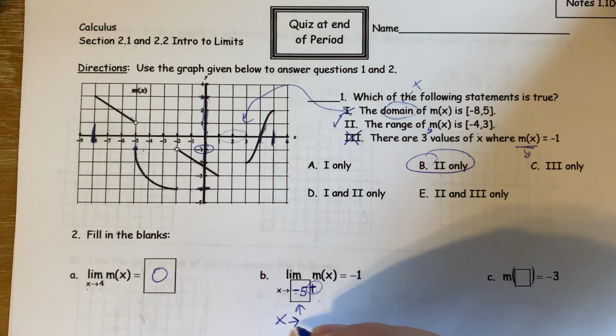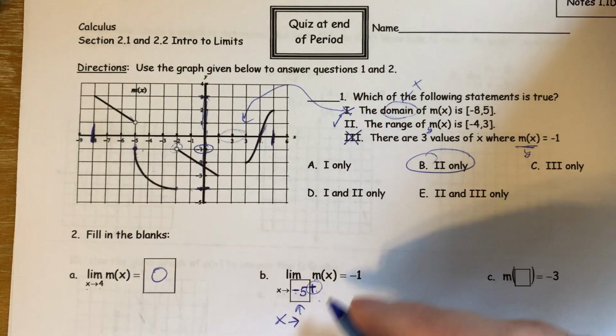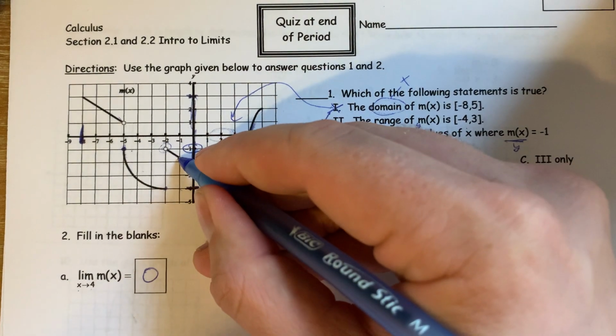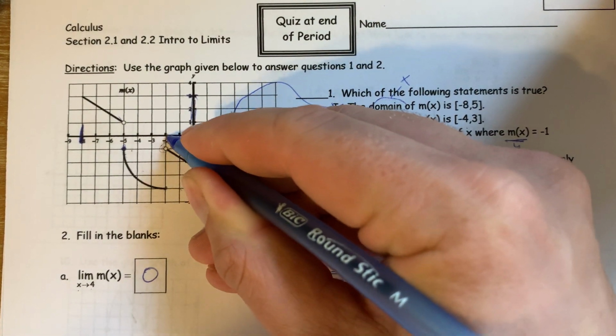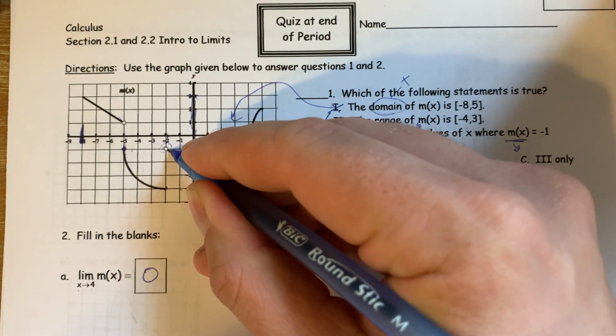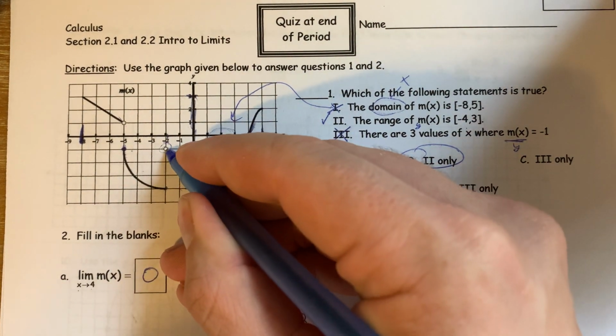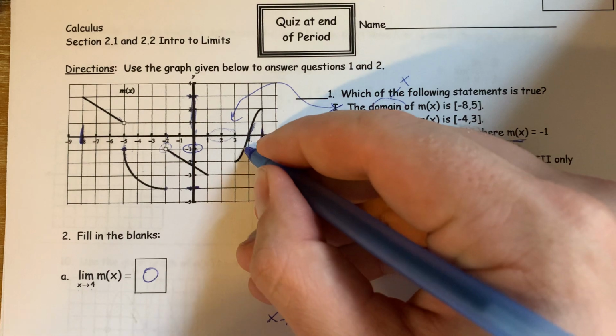Similarly, we could have said x goes to -2 from the right, because as the x values get really close to -2 from the right side, the y values are getting close to -1.